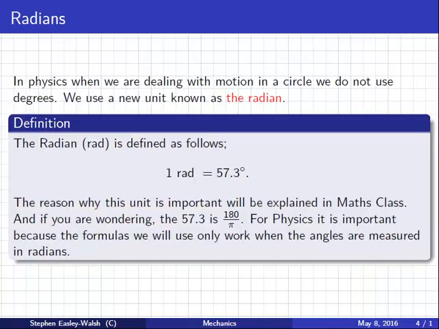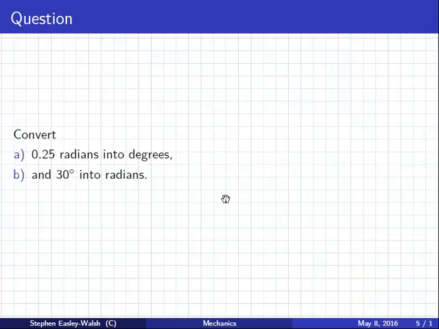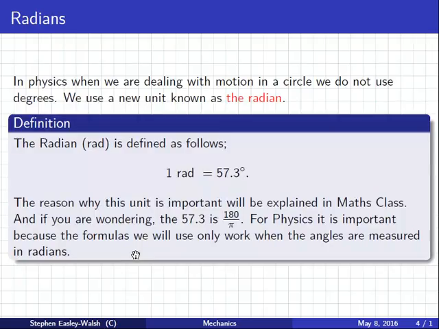Alright, continue. Okay, so let's just do some conversions to start with. I'll let you try it and then I'll do it. Convert 0.25 radians into degrees and 30 degrees into radians. Try this, please. Using the definition I gave you, this is enough to convert it.